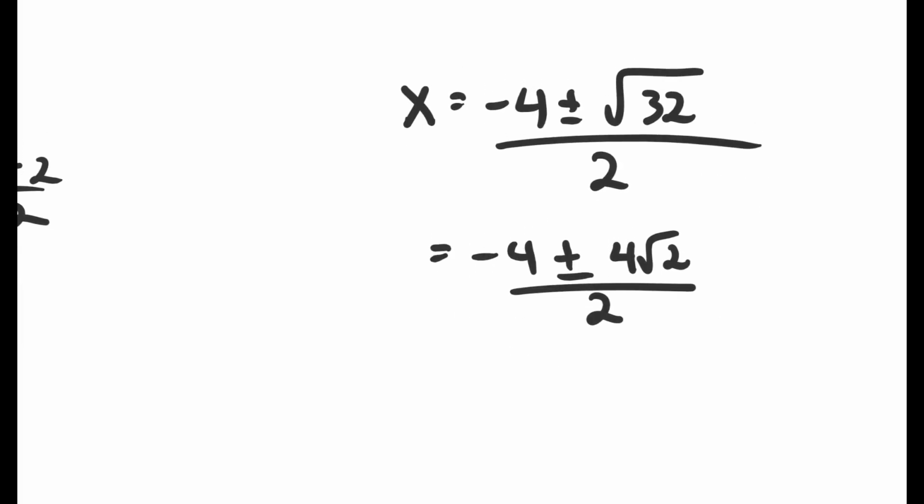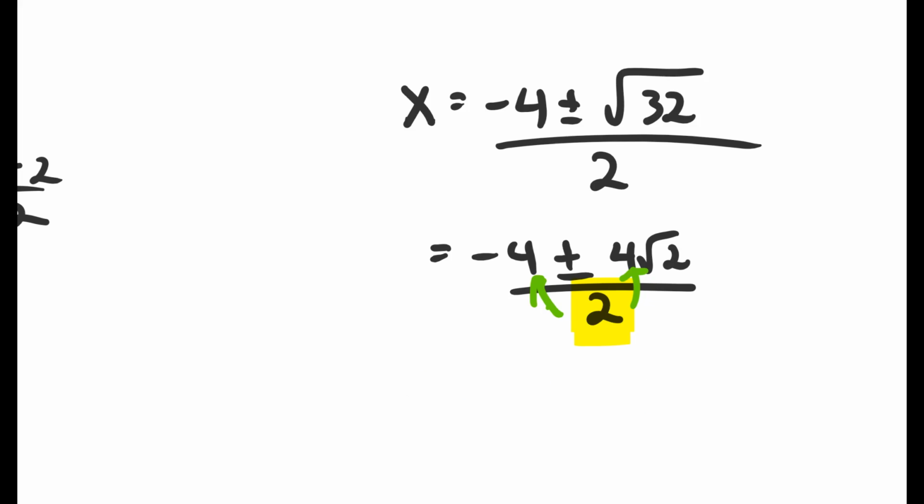You've got to simplify further. If your denominator can go into both the numerator terms, you can simplify. Can 2 divide into 4 in both of those cases? So you can easily get a negative 2 plus or minus 2 root 2. Those would be your answers.